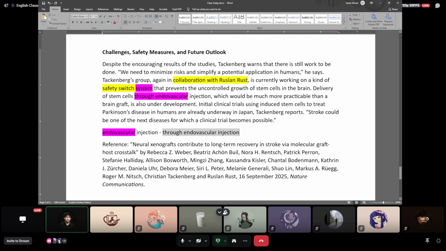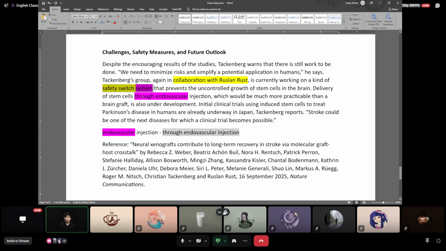Excellent reading. Thank you so much. I would like you to repeat this word again. Collaboration. Thank you so much. And what about this? Safety switch system.